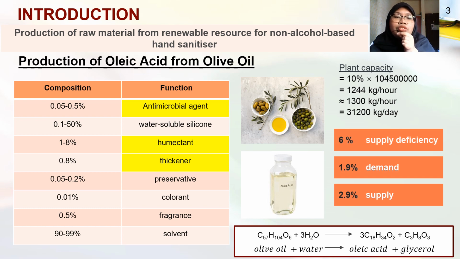The table below shows the composition and function of the ingredients, where oleic acid can be used as an antimicrobial agent, humectant and thickener in hand sanitizer. And the reaction below is the main reaction for the production of oleic acid, where our plant capacity is 31,200 kg per day, which fulfills 6% supply deficiency, 1.9% global demand, and 2.9% global supply.